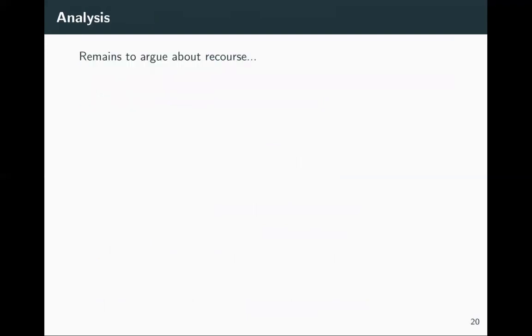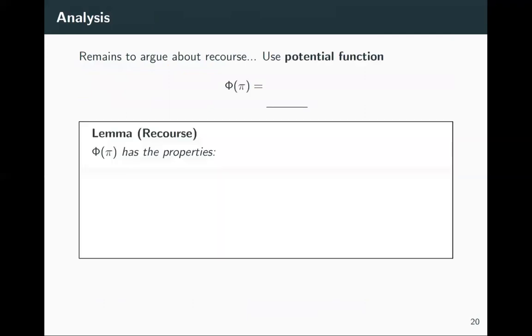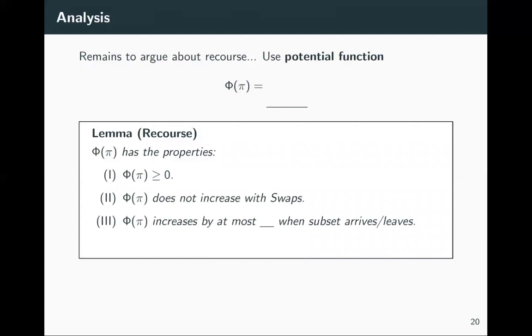So it remains to argue about recourse, and we'll do so with a potential function. We'll define a potential phi, and we'll argue a few things about it. Phi is greater or equal to 0. Phi does not increase when we perform swaps. Phi increases by at most some bounded amount when a subset arrives or leaves. And phi decreases by at least some amount during jumps. Why is this a good idea?